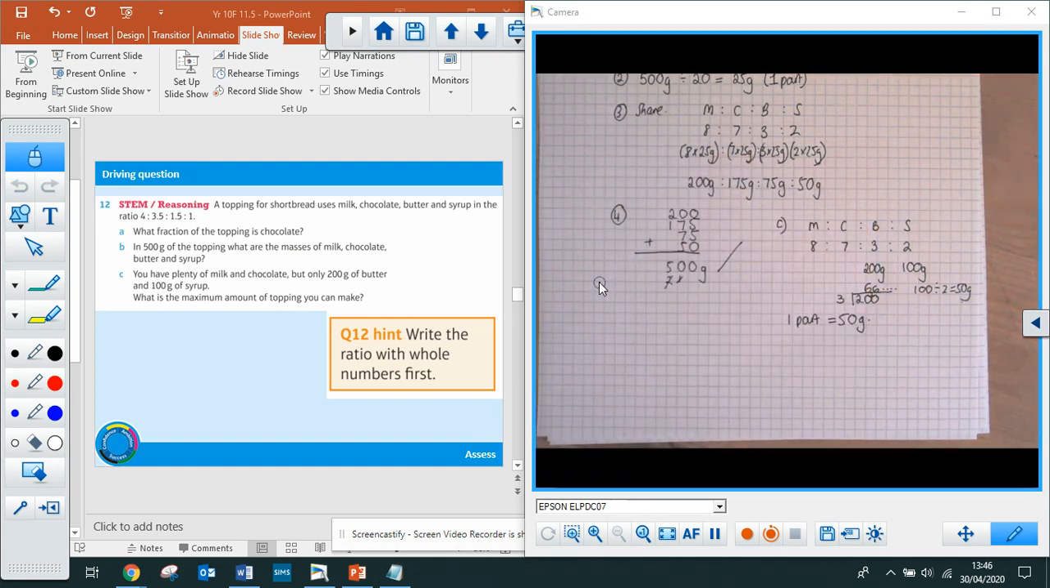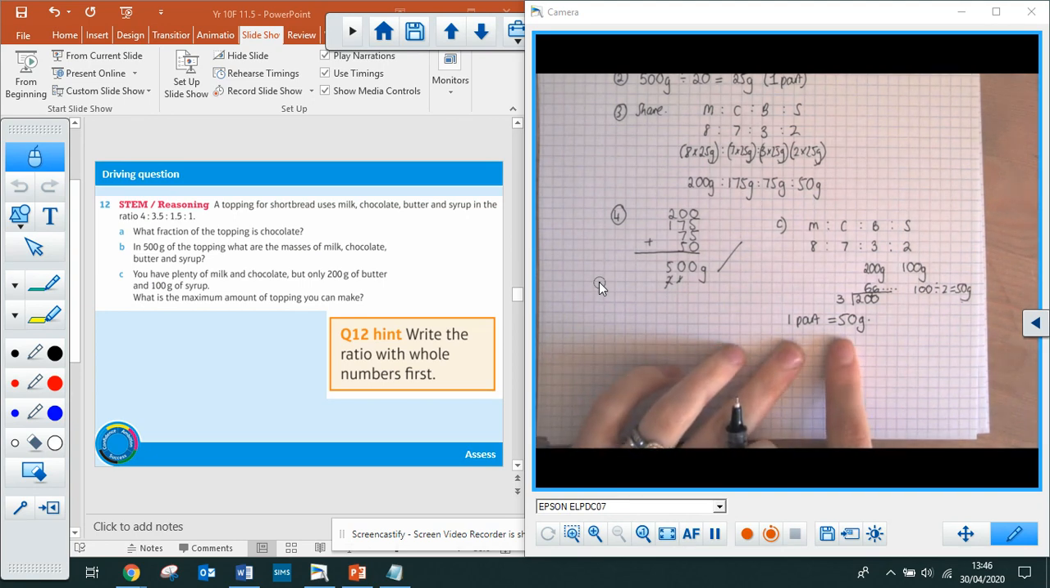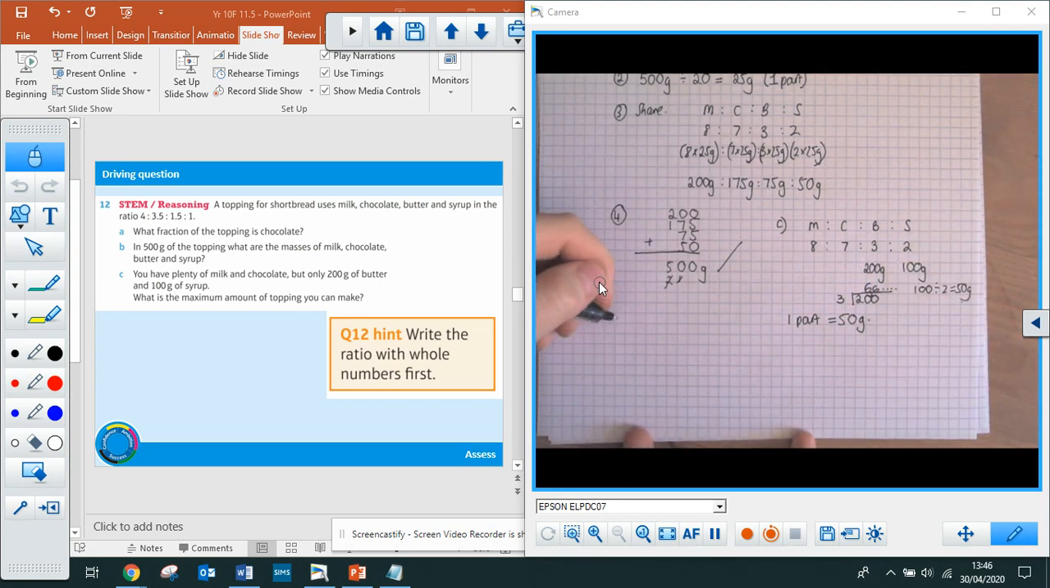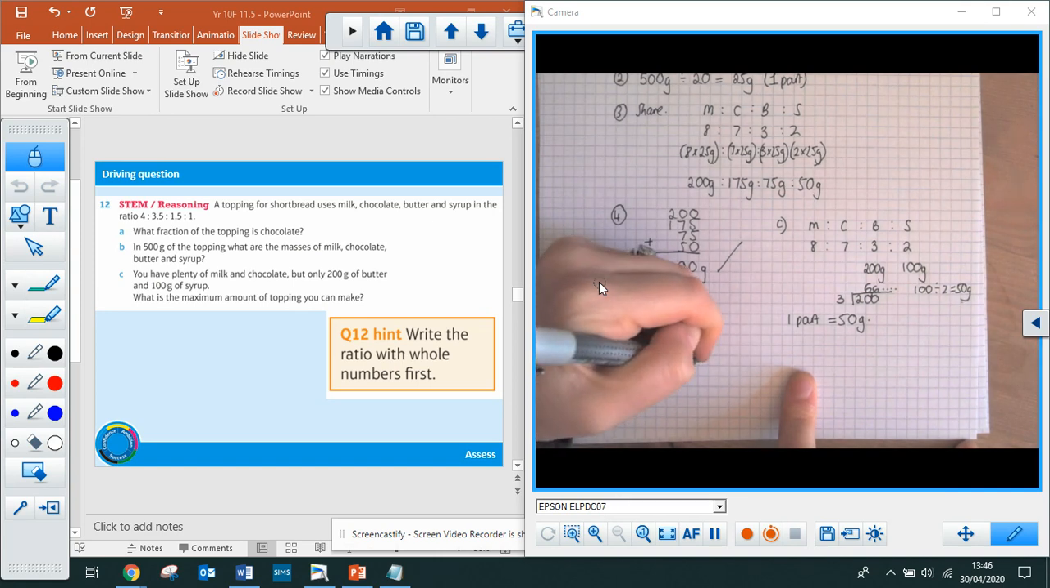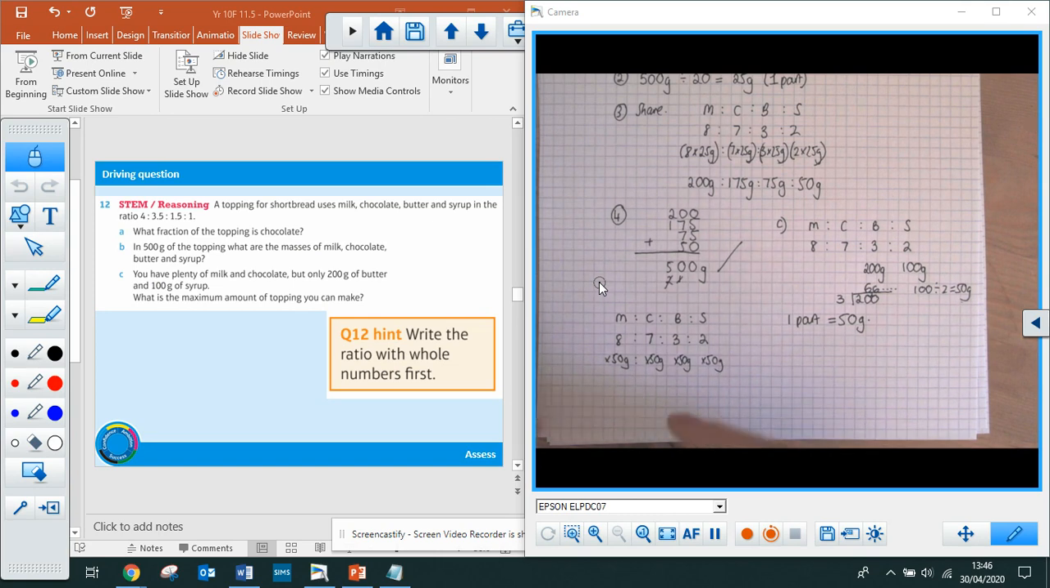And it wants to know what's the maximum we can make. So now we're just going to attribute 50 grams to each part of that ratio. I'm going to write it out again. Sorry, it's gone a little bit messy because I've tried to save the paper. M to C to B to S, 8 to 7 to 3 to 2, and one part we know now is worth 50. So I'm going to times that by 50 grams, times this one by 50 grams, 3 by 50 grams, and 2 by 50 grams, okay? And that's going to tell us the value of each part for us then to add together, okay?